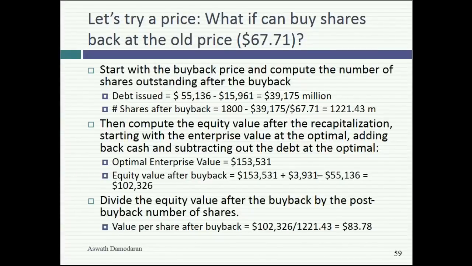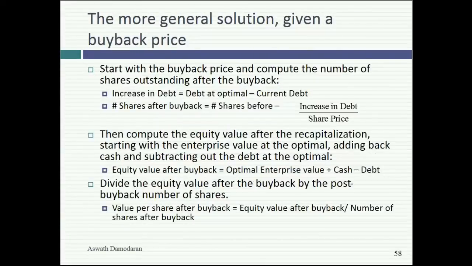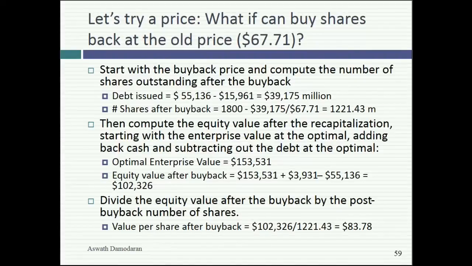But now instead of dividing by the total number of shares outstanding, I'm going to divide just by the remaining number of shares. And what I'm going to end up with is an $83.78 share price for you. And you got only $67.71. So if I pay whatever that price was, $78.61, everybody gets an equal share. If I pay $67.71, you guys win and they lose.